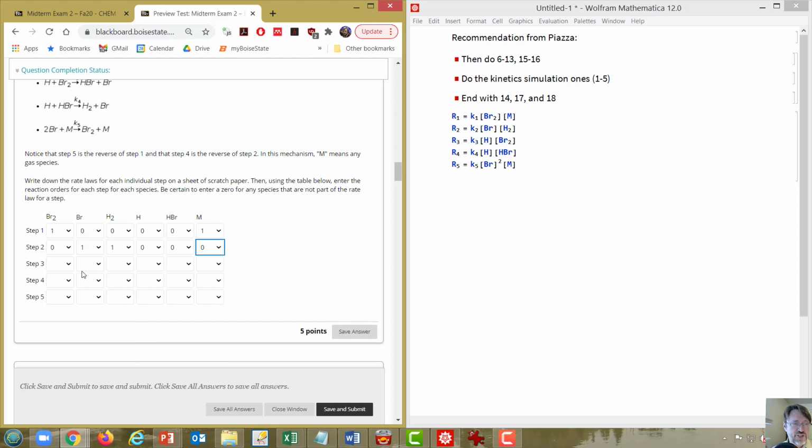Step 3, H and Br2 are 1s, and everything else is a 0. Step 4, H and HBr are 1s. Everything else is a 0. Step 5, Br is to the second power, and M is to the first power, and everything else is a 0.